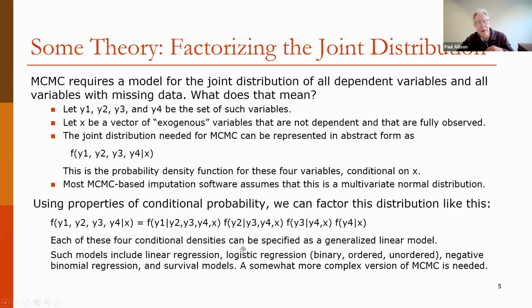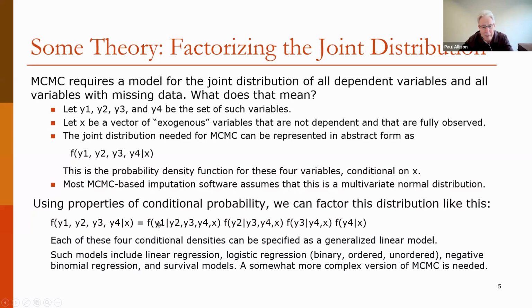Each of these 4 conditional distributions can be specified as a generalized linear model. So for example, maybe y1 is dichotomous. And typically this would be the conditional density that we would be most interested in. So this is our functional model, or I should say our analysis model. And then these are kind of auxiliary models that we need to specify in order to make this work.